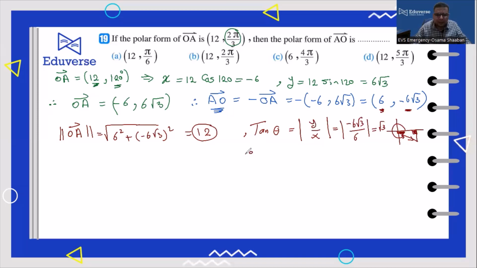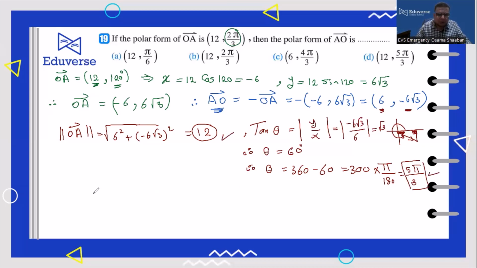Root 3. Then theta equals shift tan of root 3, which gives 60 degrees. Then in the fourth quadrant, theta equals 360 minus 60, which is 300. The choices here are in radian, so multiply theta by π over 180 and you get 5π over 3. So you have the norm and theta in radian. Then vector AO equals 12 and 5π over 3, so you will choose D.